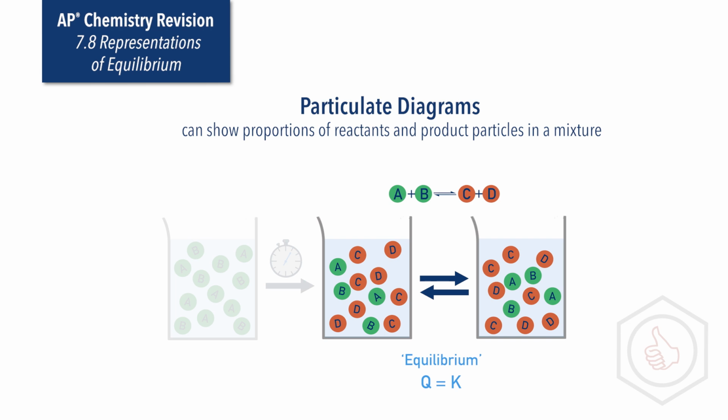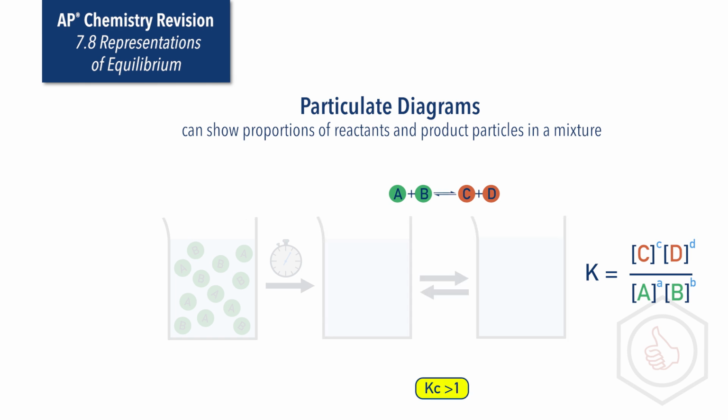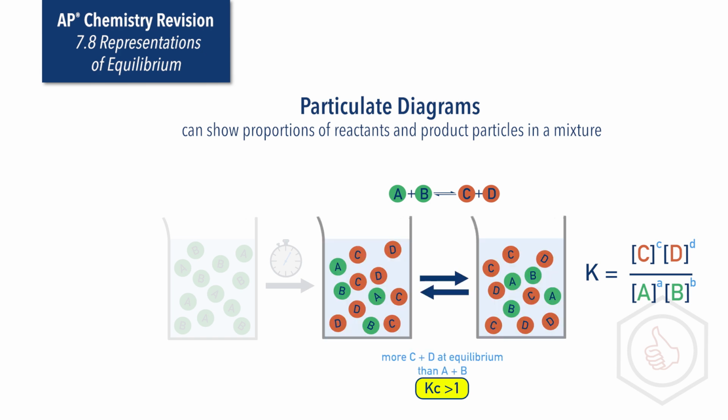Both reactants and products are present, and their ratios match the equilibrium expression for the reaction and the value of K, Kc for concentration or Kp for partial pressures of gases. Now, if a Kc or Kp value is greater than 1, this means there's more product in the equilibrium mixture compared to reactant. So we'd expect to see more product particles than reactant particles.